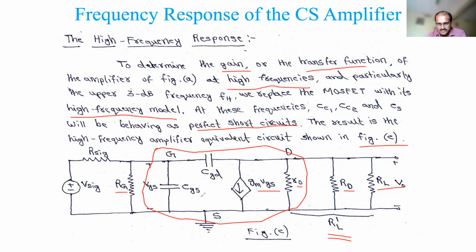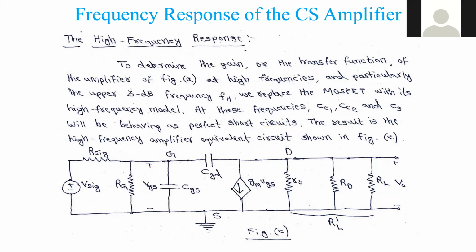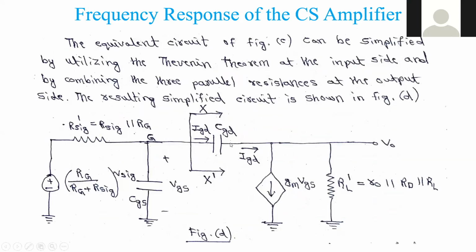We need to bring the capacitances into the frequency model. I hope till here it is understood, because this circuit we have seen already, along with the hybrid high frequency model we have considered. Next, this same circuit we will try to simplify for our analysis. The equivalent circuit of figure C, the previous one, can be simplified by utilizing the Thevenin theorem at the input side, as I mentioned, and then by combining the 3 parallel resistances at the output side. The resulting simplified circuit is shown in figure D.